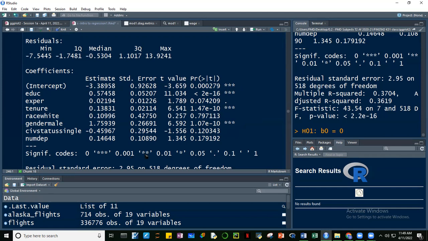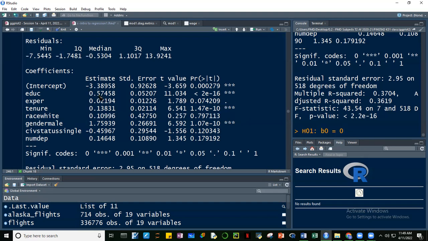Okay, 2 stars means it's significant at the 1% level. 1 star means it's significant at the 5% level. A dot means it's significant at the 10% confidence level. If there's nothing, guys, then it means it's not significant. Okay? All right. So education, guys, it's also significant, 3 stars, significant at the 0.1% level.